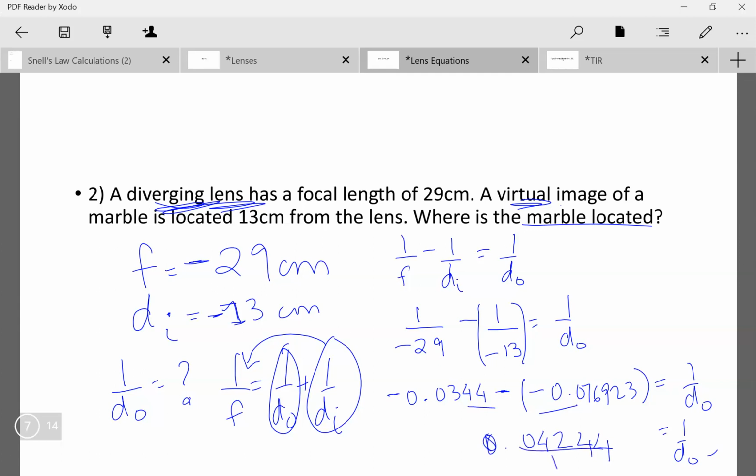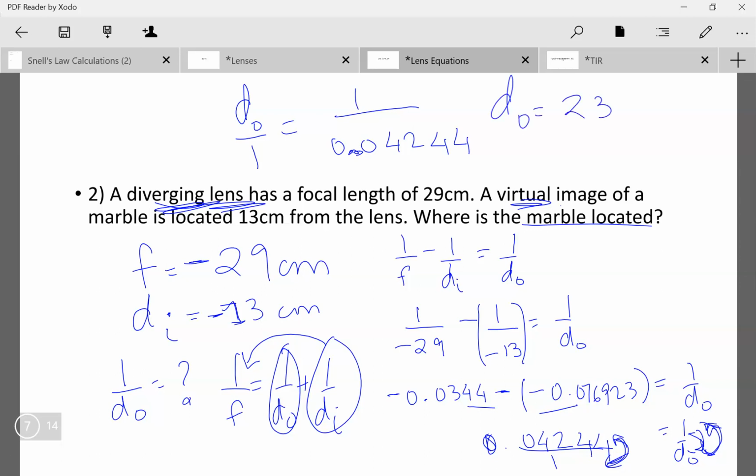So again, we can flip or take the reciprocal of both sides. So do over 1 equals 1 divided by 0.04244. This numerator becomes denominator, this numerator becomes denominator. I'm just flipping the fraction. And so if I do 1 divided by 0.04244, I get do equals 23.56 centimeters, and it's positive.